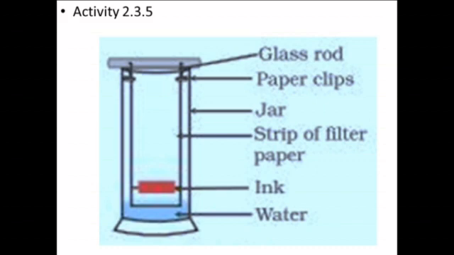What, according to you, can be the reason for the rise of the colored spot on the paper strip? The rise of the colored spot on the paper strip shows that the colored components of the ink are soluble in water. The more soluble parts rise faster and get separated from the mixture. Its application: to separate colors in a dye, pigments from natural color, drugs from blood.